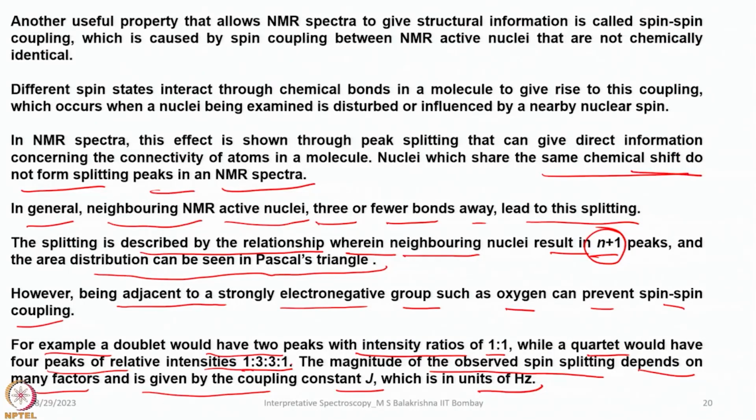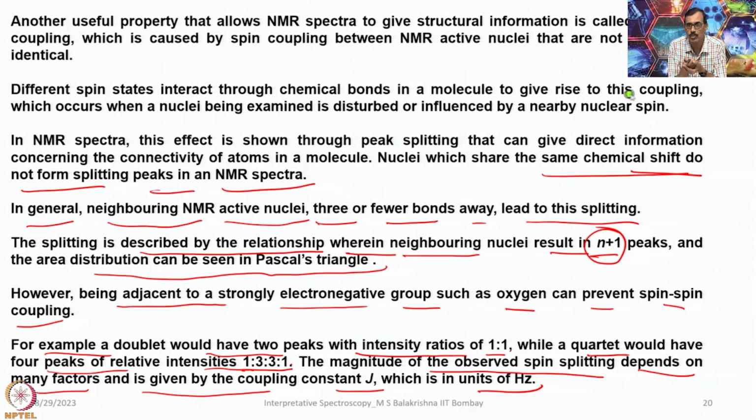As I mentioned, another useful property that allows NMR spectra to give structural information is called spin-spin coupling, which is very important and vital in understanding and diagnosing the molecule while elucidating its structure. It is caused by spin coupling between NMR active nuclei. You should remember, NMR active nuclei that are not chemically identical, with different spin states, interact through chemical bonds in a molecule to give rise to this coupling.